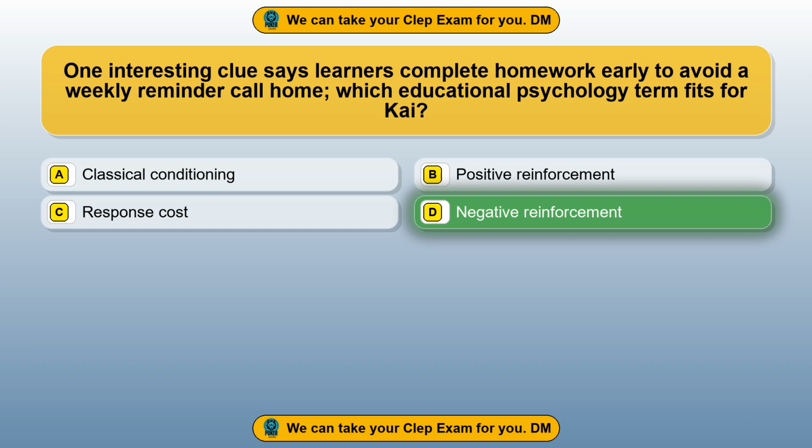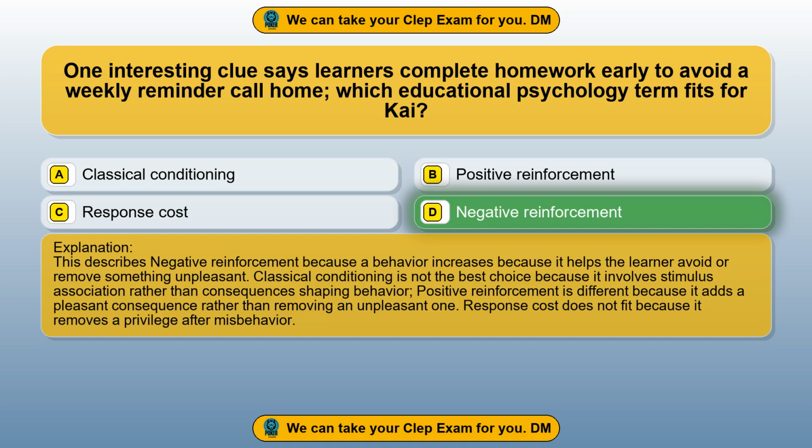Negative reinforcement. This describes negative reinforcement because a behavior increases because it helps the learner avoid or remove something unpleasant. Classical conditioning is not the best choice because it involves stimulus association rather than consequences shaping behavior. Positive reinforcement is different because it adds a pleasant consequence rather than removing an unpleasant one. Response cost does not fit because it removes a privilege after misbehavior.